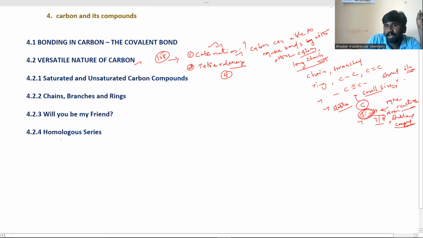So very strongly it is able to hold. Because of that, it is able to form very stable compounds. Okay, so this is the reason you have to give for this.